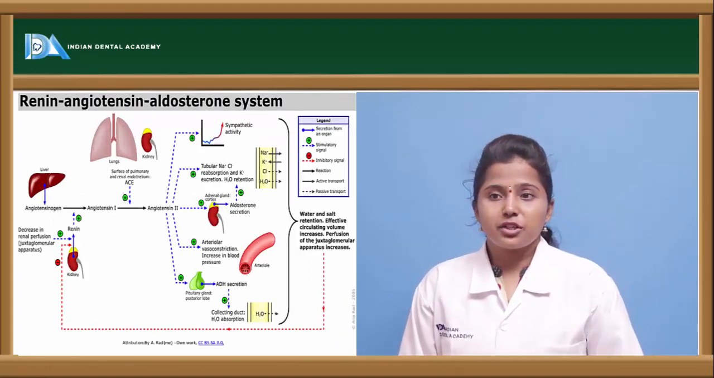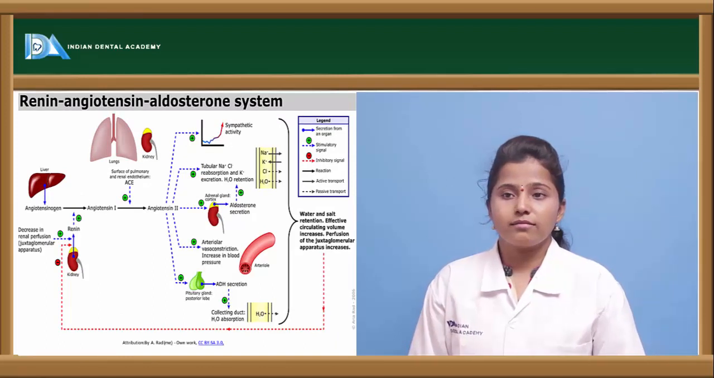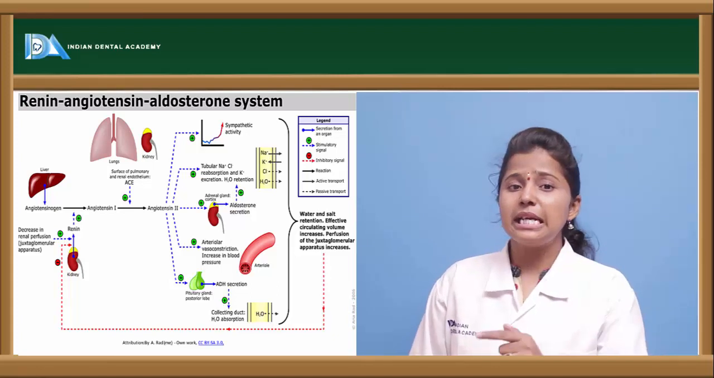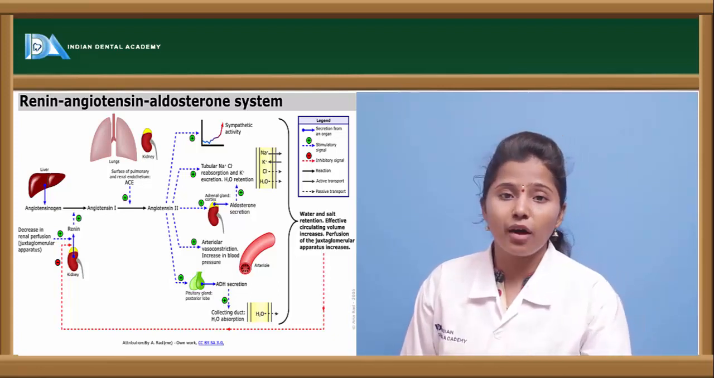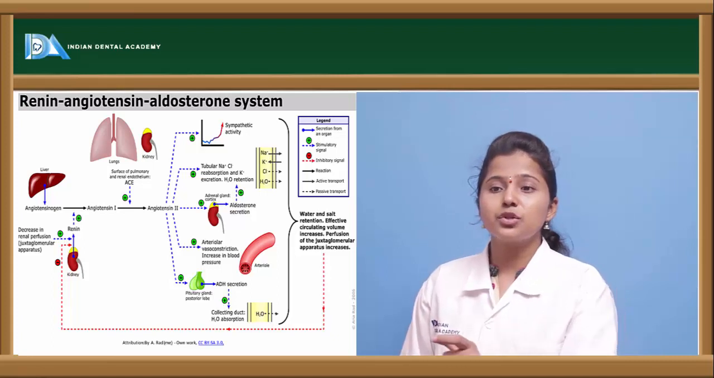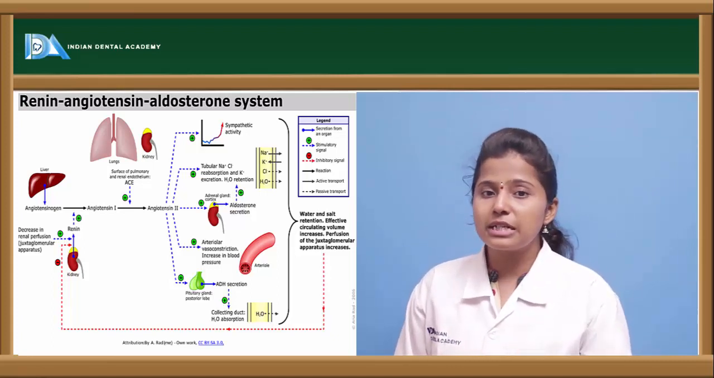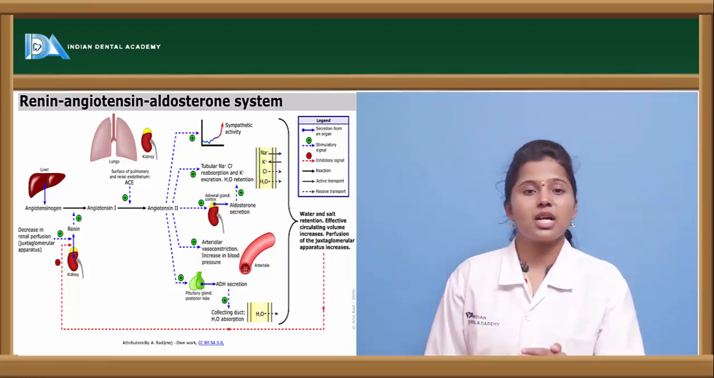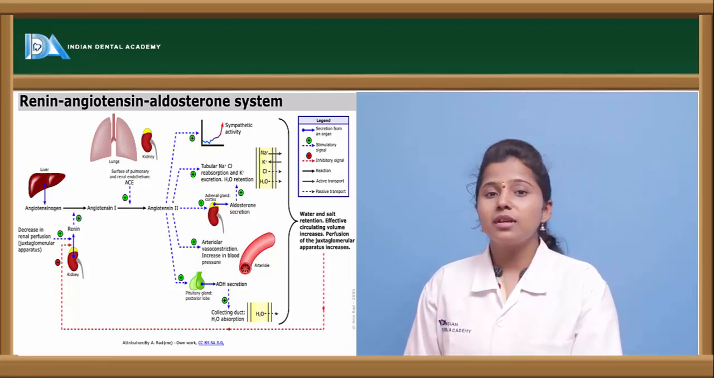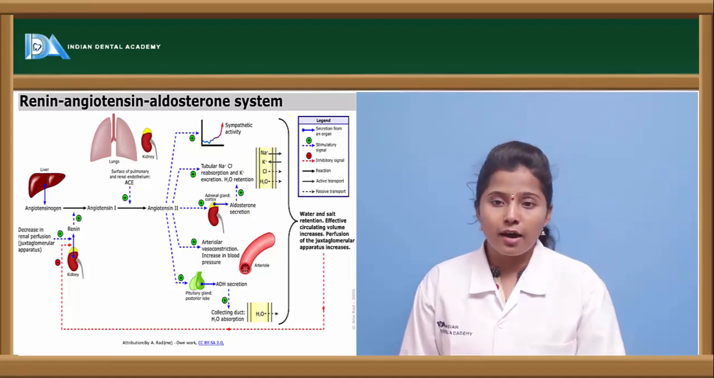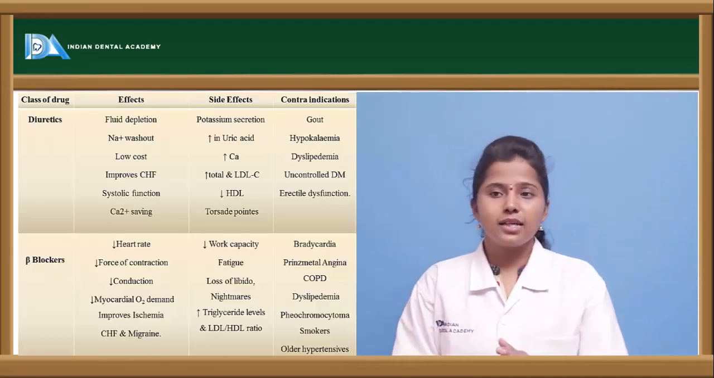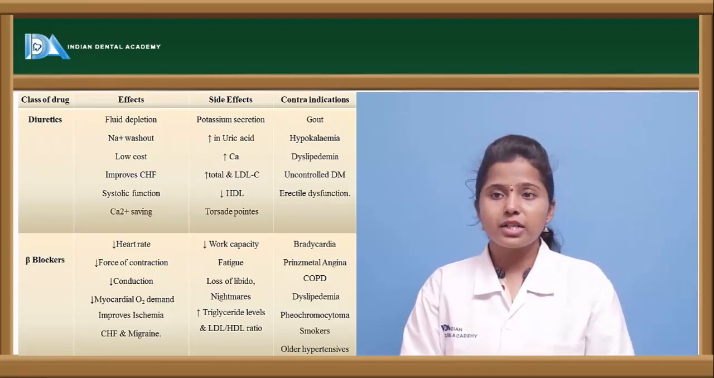This is a pictorial representation of the renin-angiotensin-aldosterone system. Here we can see angiotensinogen is released from the liver and is converted to angiotensin 1 in the presence of renin, which is released from the kidney. Angiotensin 1 is converted to angiotensin 2 by ACE, angiotensin converting enzyme. When angiotensin 2 is released into the systemic circulation, it has various pharmacological actions. Let us see the effects, side effects, contraindications and uses of these various classes of antihypertensive drugs.